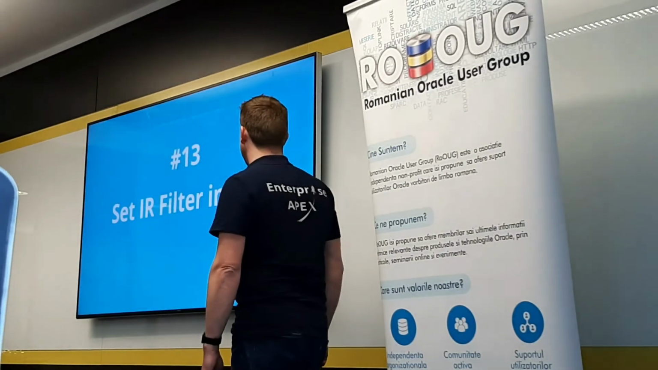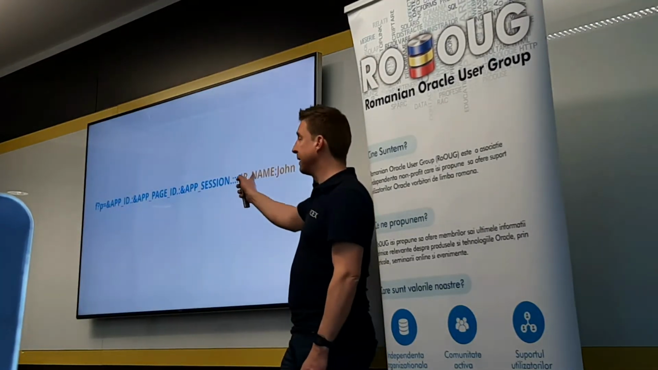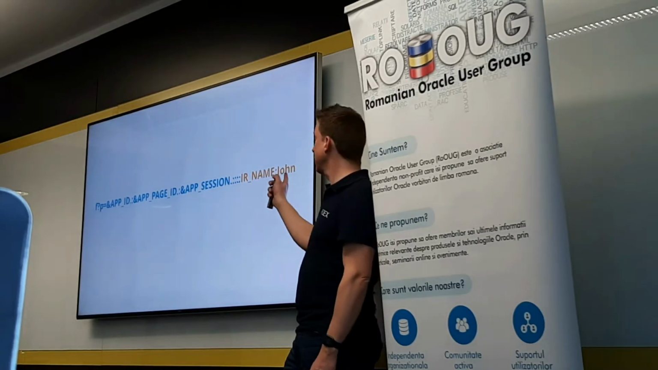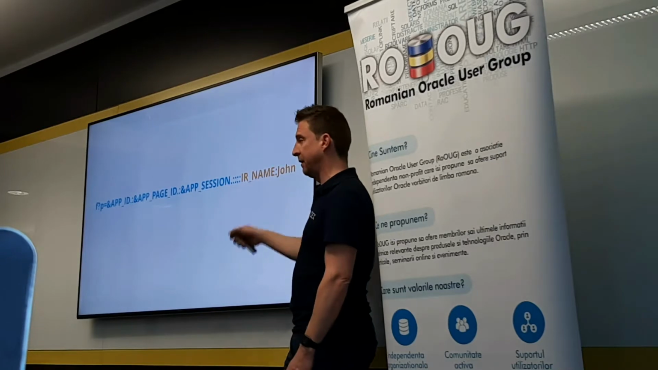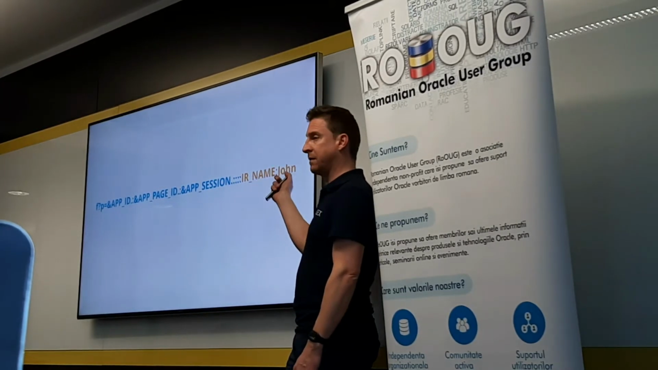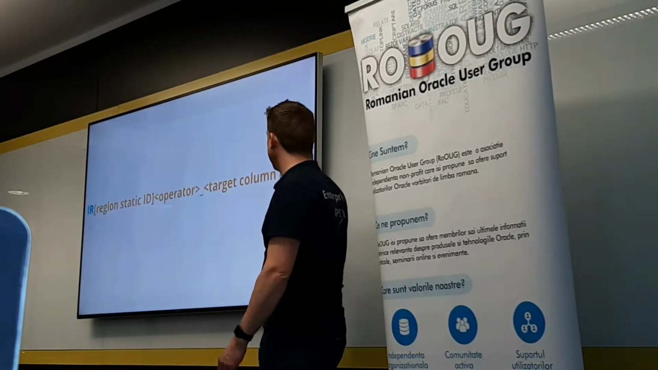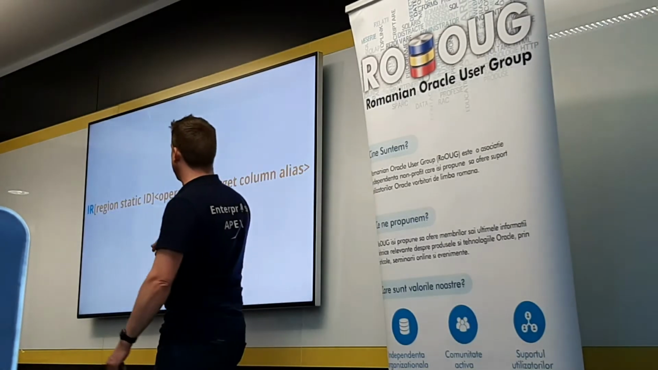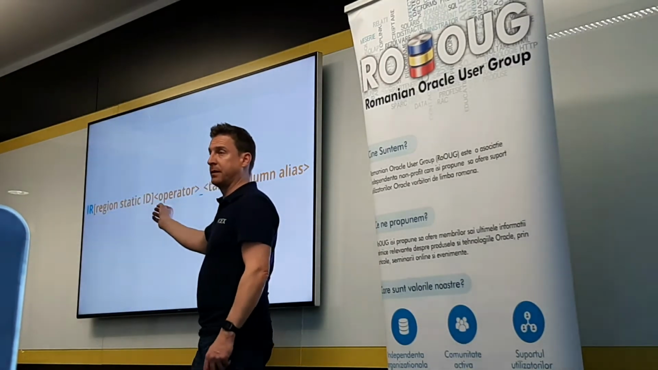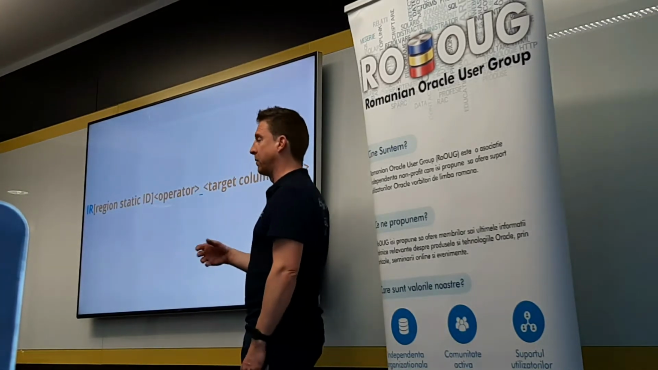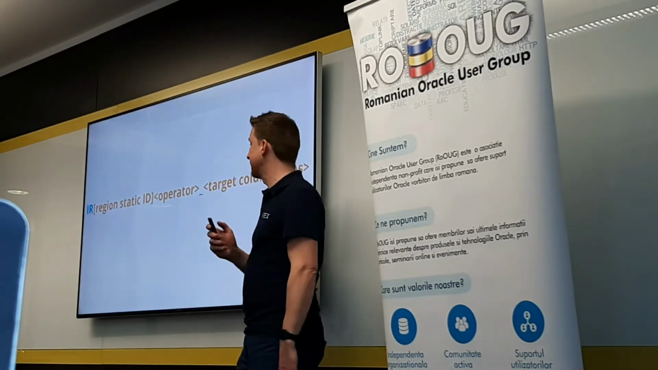Cool. You can also set filters in the URL. Like passing values for page items, you can pass a value for an interactive report column alias, and then name is filtered to John. Very convenient. It gets a bit more complicated if you have to specify the interactive report. You can also switch the operator. The default is equal, but you could say less than, greater than, like, whatever. Very, very nice.